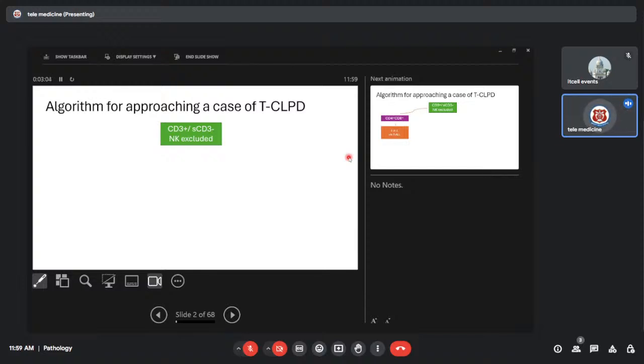So for TCLPDs, and I will not talk about NK cell lymphomas today, what we do is that we take CD3 positive, surface CD3 negative, exclude NK with the caveat that lymphomas can be CD3 negative. So you may have to start with CD7 or CD5 as the alternate markers. So in the category of dual positives, that is CD4 positive, CD8 positive, you have one in practically none.